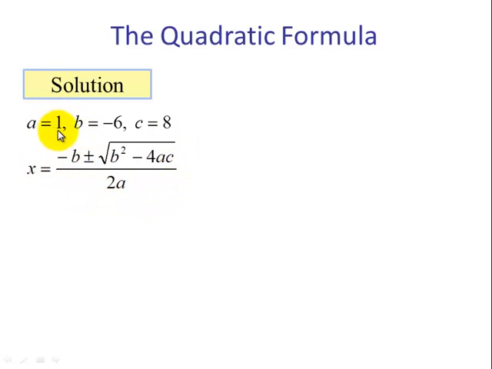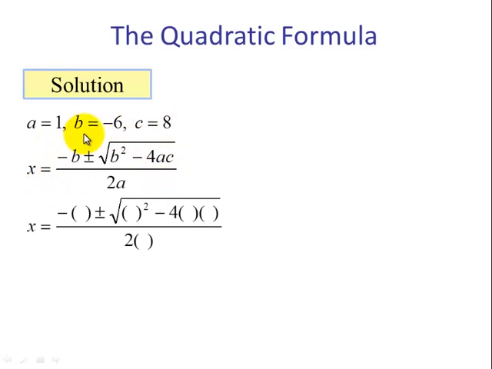Now all we have to do is substitute these values in this formula. So b, negative 6, goes here, and here. 1 goes here, 8 goes here, and 1 goes here.